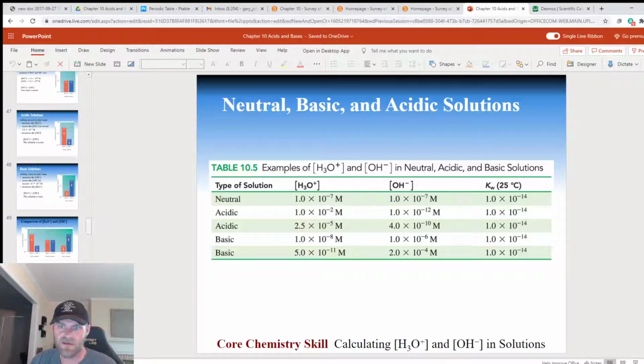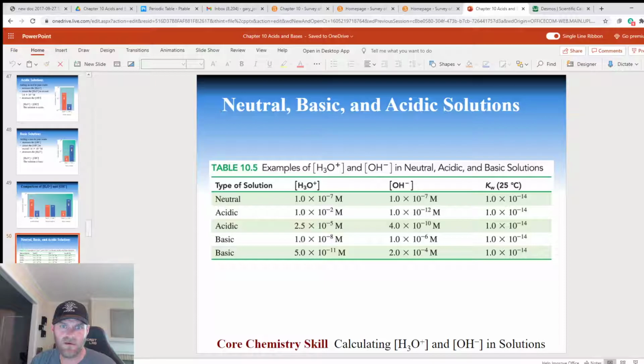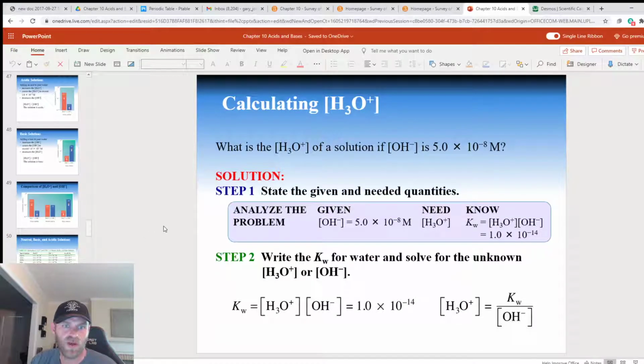Let's see. No, there's a practice problem here. What is the hydronium concentration of a solution if the OH minus is 5 times 10 to the negative 8? Okay, so I'm going to leave y'all there and I'm going to write this information down. OH minus equals 5 times 10 to the negative 8. Correct? Yeah, okay.